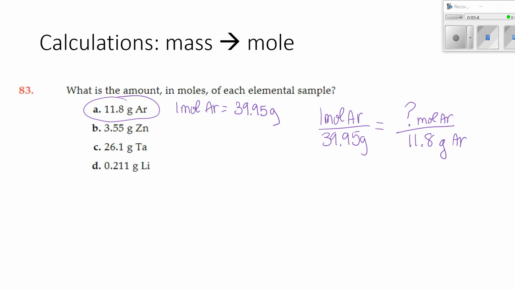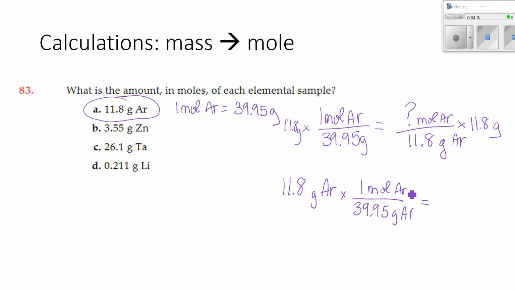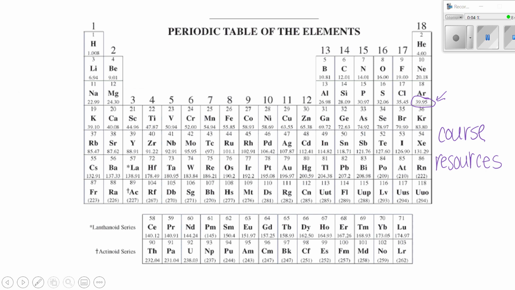When I do this, I'm going to rearrange this by multiplying both sides by 11.8 grams. And then I'm going to rewrite this in a way that looks a little neater. What I end up with is 11.8 grams of argon multiplied by this fraction, which is what we call our conversion factor, that says for every 39.95 grams of argon, I have 1 mole of argon. You see how this looks like that example of what I call dimensional analysis on that previous page?